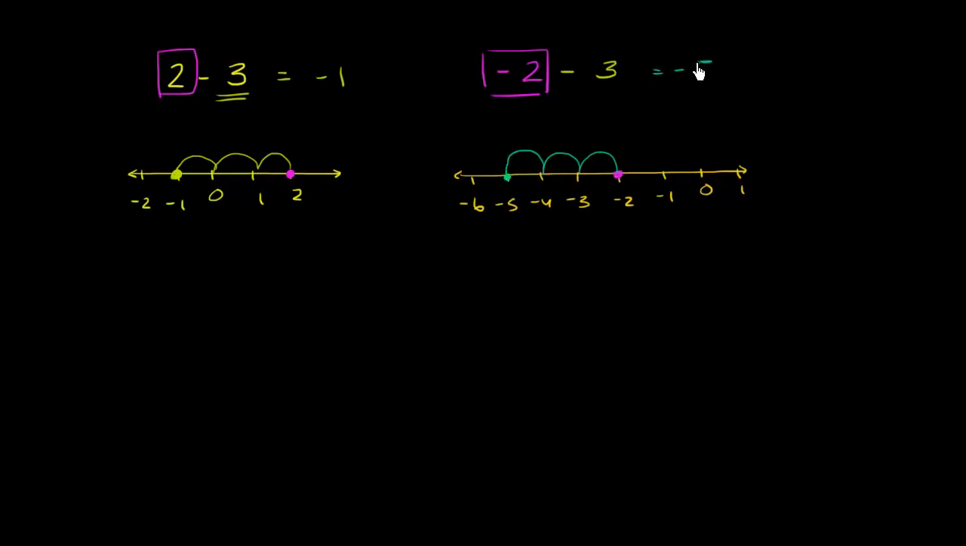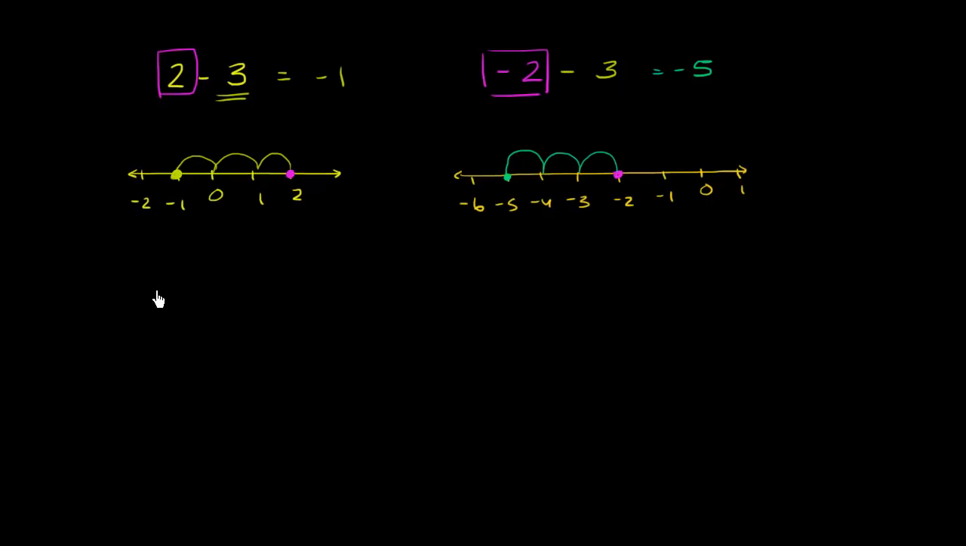So this is -5. Notice in both situations, we subtracted 3. We moved 3 to the left on the number line. It's just that here we started 2 to the right of 0, and here we started 2 to the left of 0. This is -2.